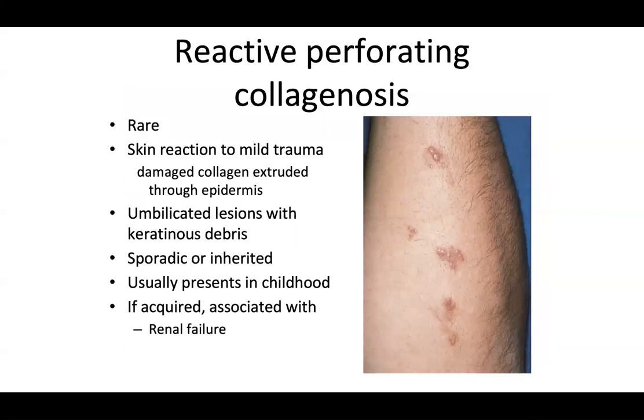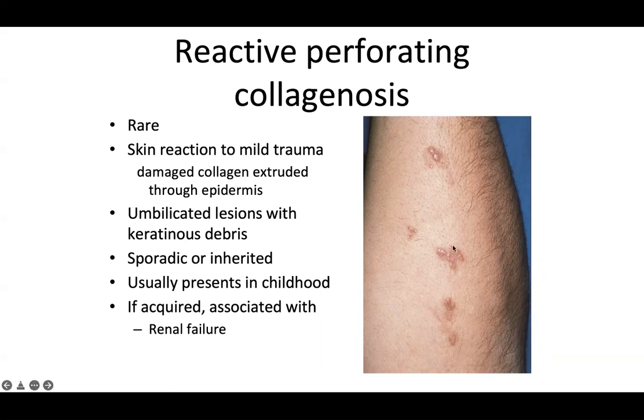Reactive perforating collagenosis is also a very common and very related entity, a perforating disorder. I would say it's rare in the general population, but it's very common when you're on consults in the hospital and you've got patients that may have renal failure. They're very itchy. They're scratching their skin a lot. And what you have is this reaction to mild trauma, so the damaged collagen is actually extruded through the epidermis. These lesions look more umbilicated as opposed to more rough, lichenified lichen simplex chronicus or prurigo nodularis.